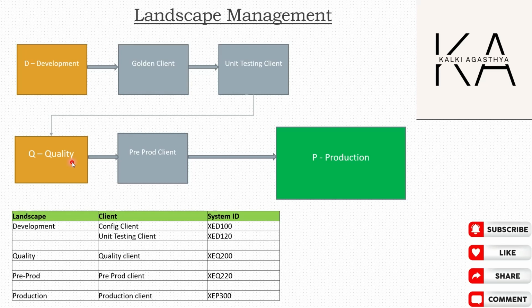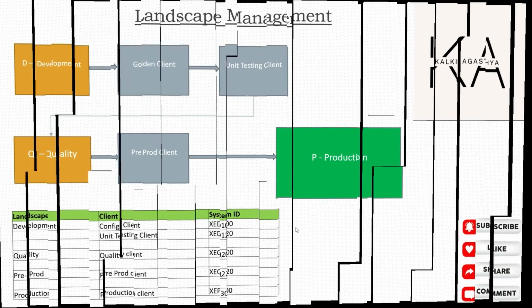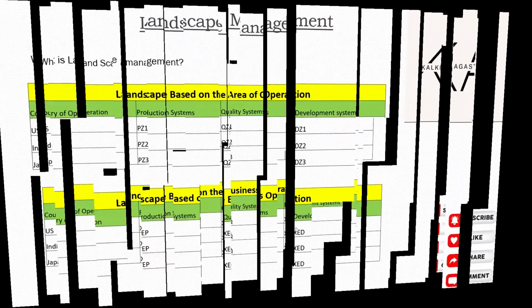Now once testing is successful in the quality system, data will be pushed to the pre-prod client for UAT testing and the sign off. UAT is nothing but user acceptance testing and the sign off. Once the UAT testing is complete and the sign off is provided by the business, we move the changes to the production system.